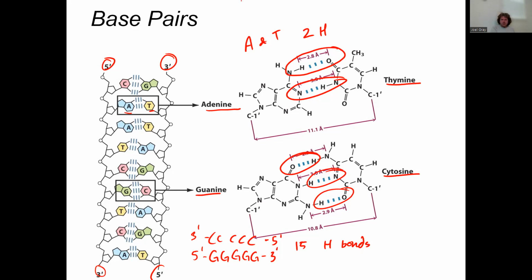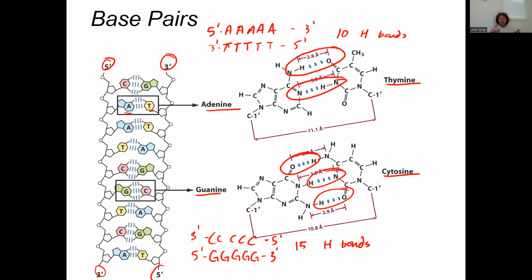Now, if you had the exact same thing at the top, I'm going to do some erasing. One strand, 5 prime, 3 prime. A, 3 prime. T, T, T, T. Well, that's going to be a total of 2 hydrogen bonds between each of the bases. We've got 10 hydrogen bonds here.